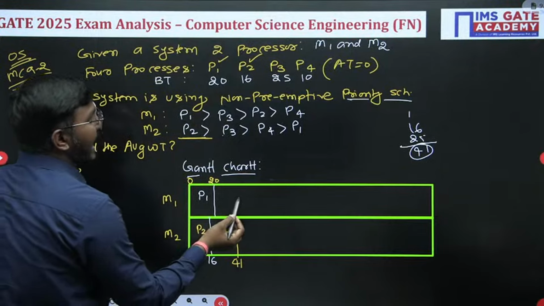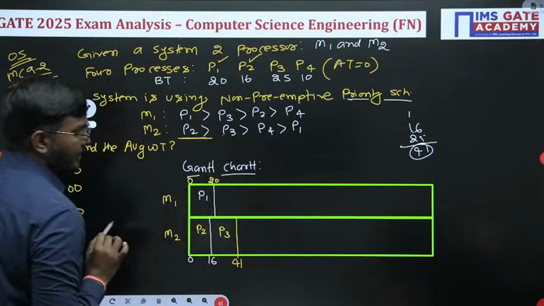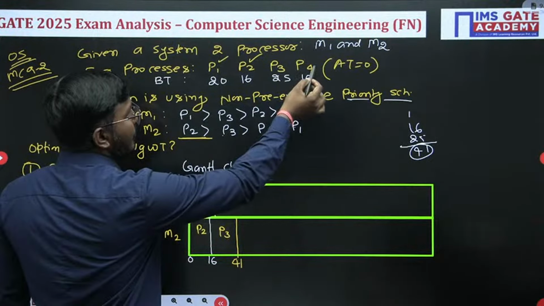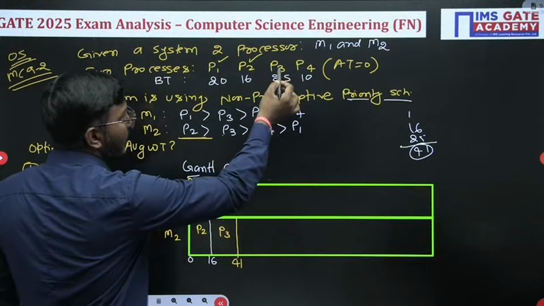So what will happen here? We'll assign any process left in the system. Among P3 and P4, P3 is already scheduled on M2, so we're left with P4 only. We'll simply schedule P4 on processor M1, and it will complete at time 30. So on processor M1, P1 and P4 complete, and on processor M2, P2 and P3 complete.